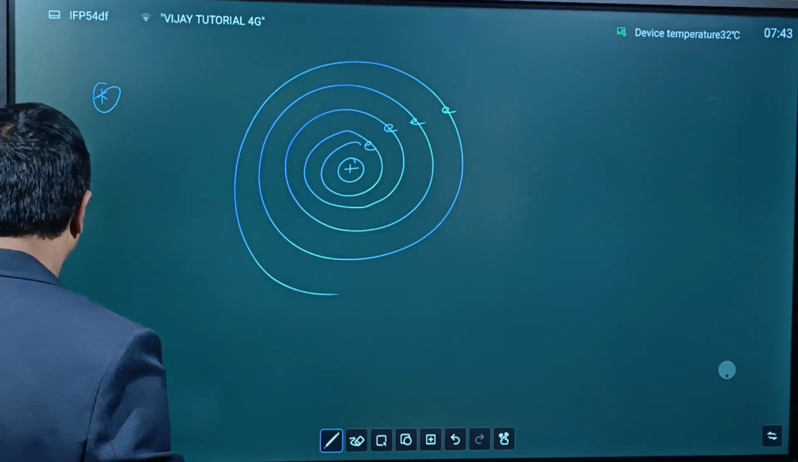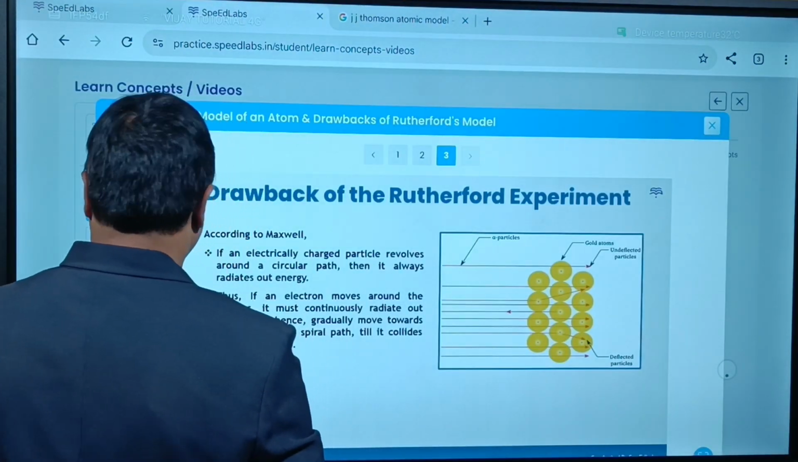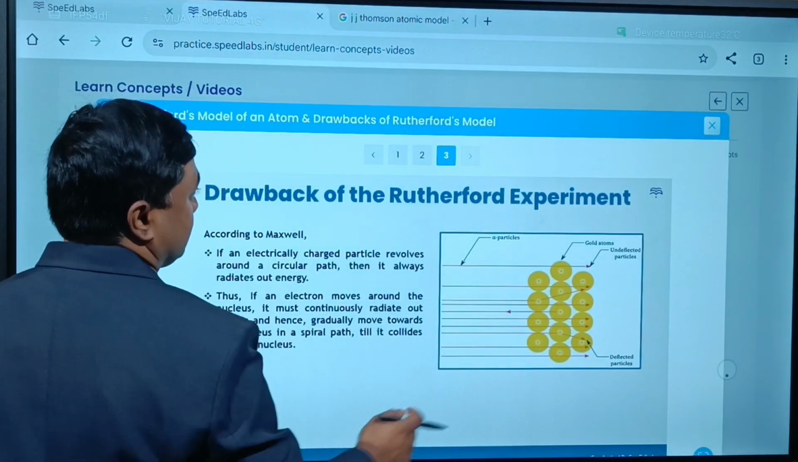Okay, next. Just now I discussed, you can note down these points.